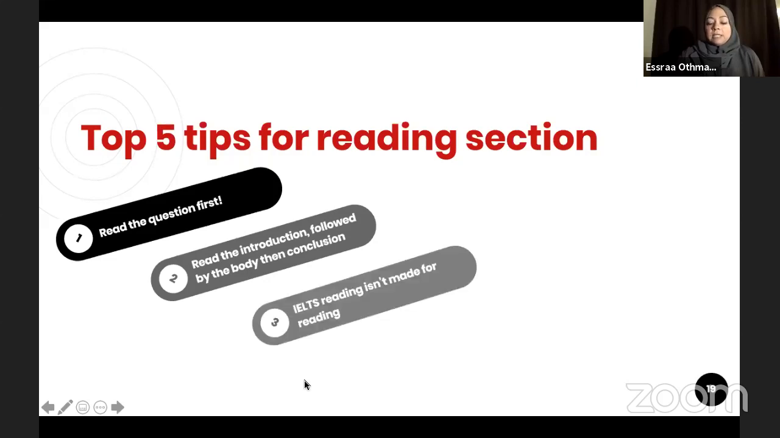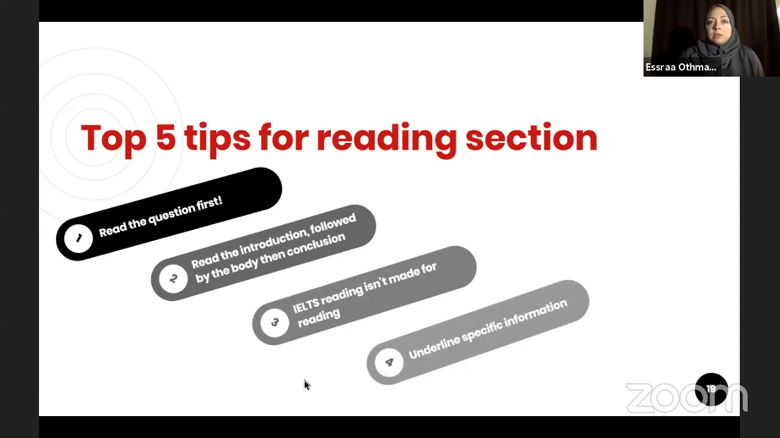IELTS reading, as we said, is not made for reading. You need to find your answer as fast as possible, not to read the full parts or the full articles. Okay? Find information, such as a number. When you find such information in the article, it is very important to highlight it because you are highly likely to be asked about it in your questions.